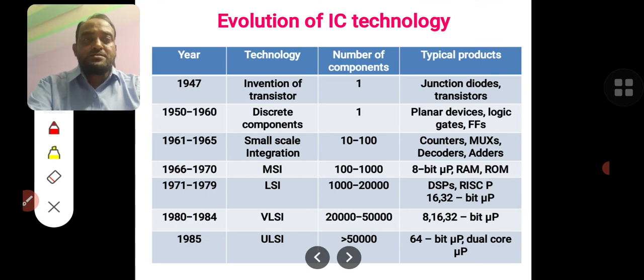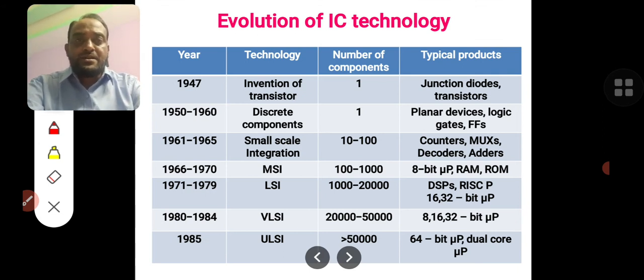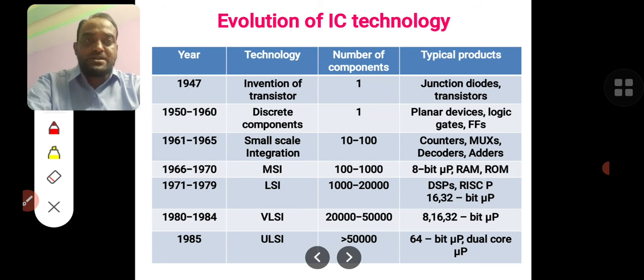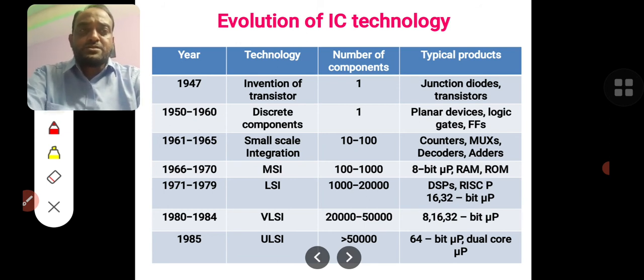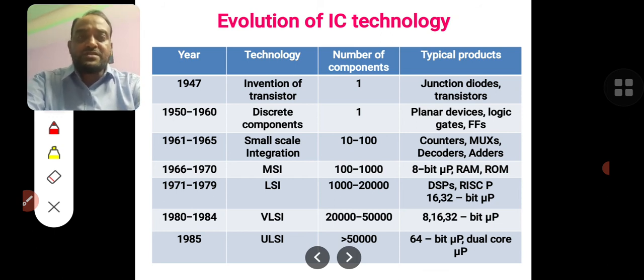If you see the evolution of IC technology in this slide, in the year 1947 the first transistor was invented. At that time, the silicon wafer or substrate was occupied by a single transistor. With that technology, you can produce junction transistors and diodes on silicon wafers. In the decade of the 1950s to 60s, discrete components were introduced on the silicon chip, which can accommodate planar devices, logic gates, and flip-flops, which is a great advancement.